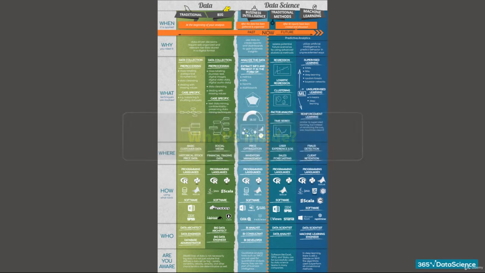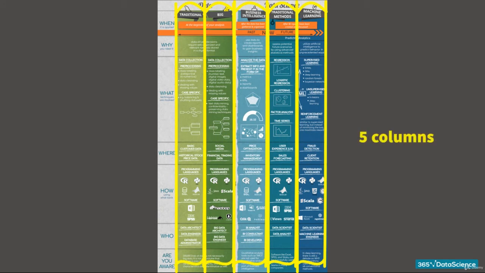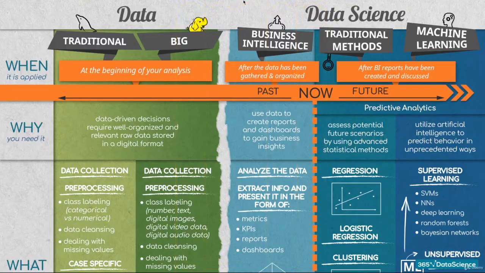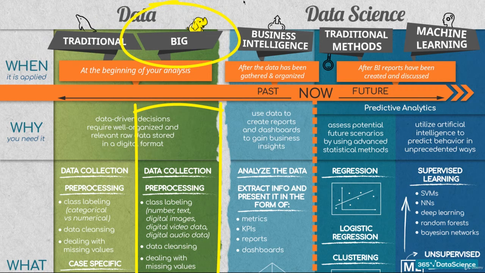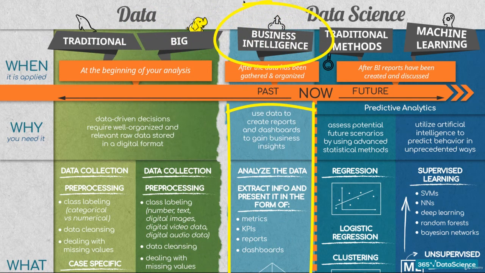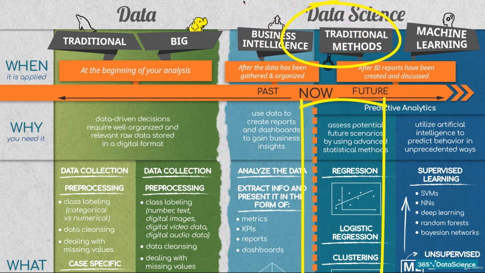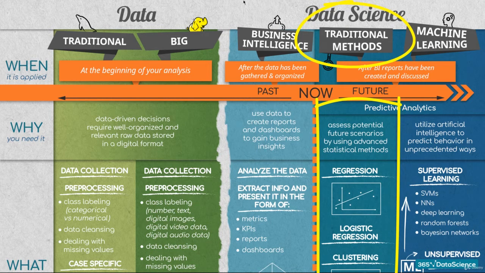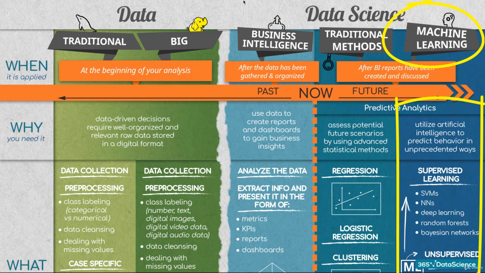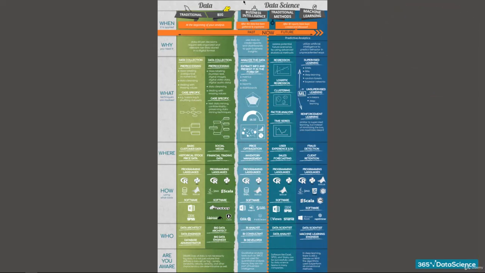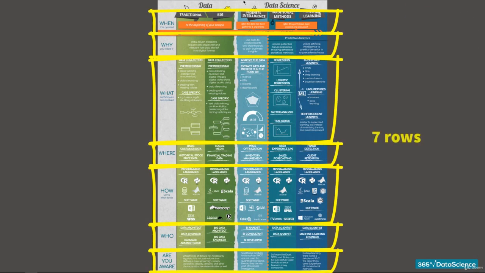Briefly, we have split the information into 5 columns, each detailing different stages of the process of solving a business task. Working with traditional data or big data, doing business intelligence, applying traditional data science techniques, and using unconventional machine learning techniques. Then we have divided the columns into rows which contain the answers to the following questions.